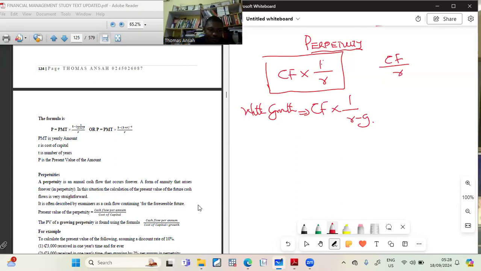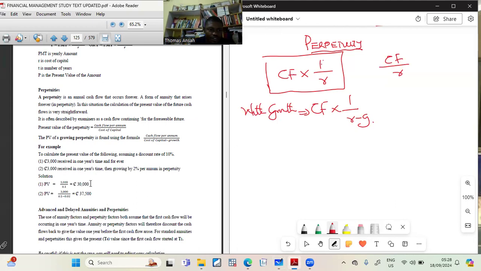So let's say we have this example. There is 3,000 to be received in 1 year's time and forever. 3,000 Ghana cedis. So 3,000 multiplied by, what is the discount rate for us? 0.1. So you do this and that is it. You have 30,000.